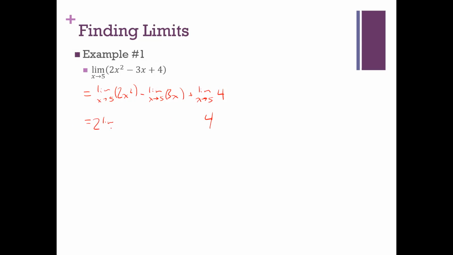2 times the limit as x approaches 5 of x squared, minus 3 times the limit as x approaches 5 of x. And I'll take the last move on this one. This is equal to 2 times the limit as x approaches 5 of x, that whole thing squared. And I think this is probably enough.